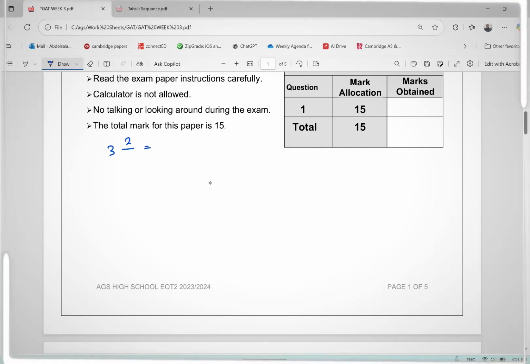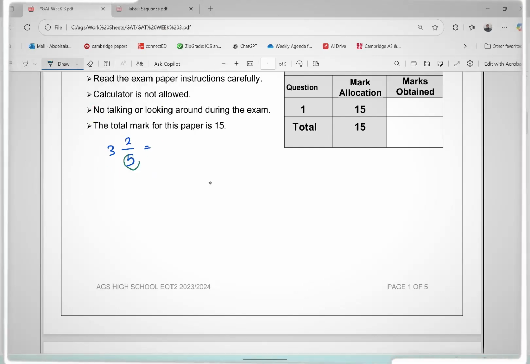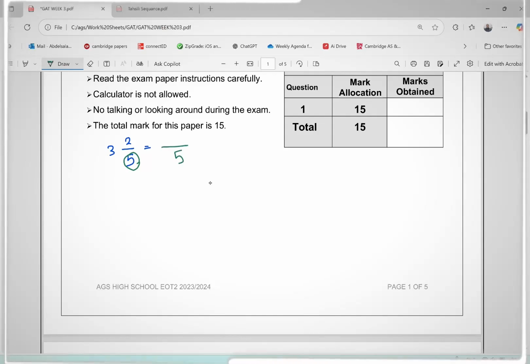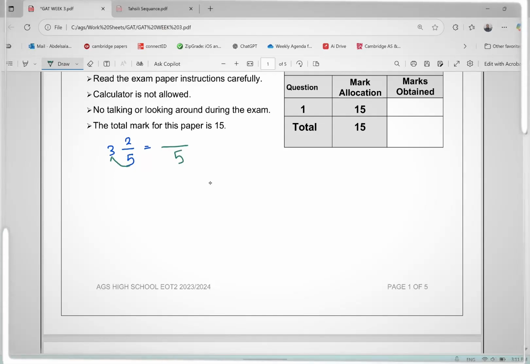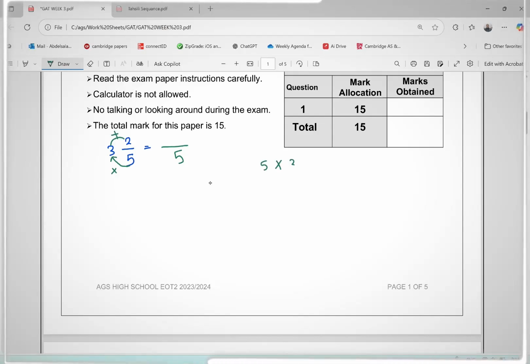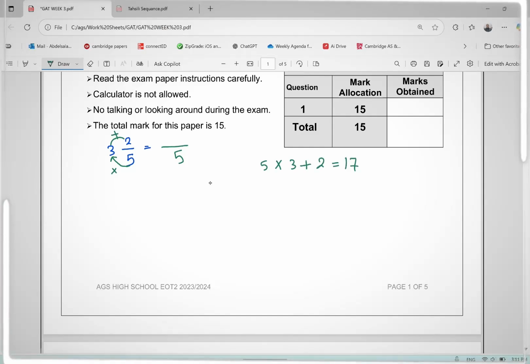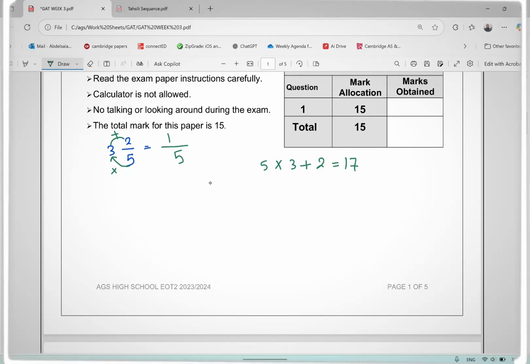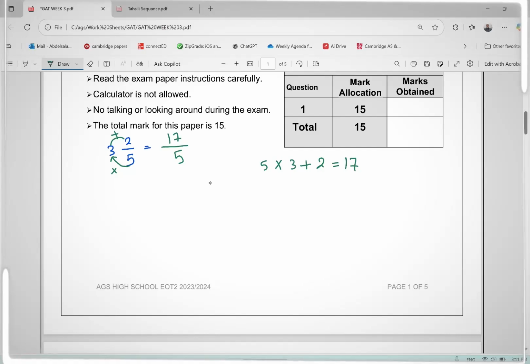Here the denominator is 5, so I have to write the same denominator. And start from down to up. From here to here, it's multiply. And from here, it's plus. Which means 5 multiply 3 plus 2, which is 17, because 5 times 3 is 15, plus 2 is 17. So I have to write here 17 over 5. This is how I can change a mixed number to an improper fraction.